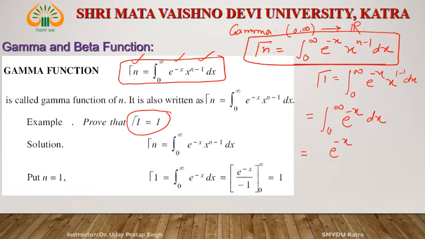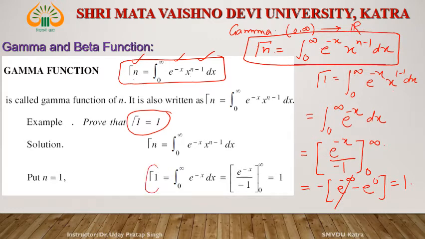Then what is this? E to the power minus x divided by minus 1, from 0 to infinity. This is equal to minus e to the power minus infinity minus e to the power 0, right? What is e to the power minus infinity? That is 0. And what is e to the power 0? 1, right? So it is minus 1, and minus of minus 1 is 1. So gamma of 1 is equal to 1.